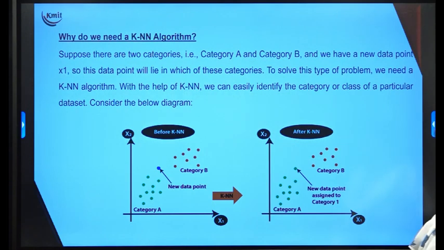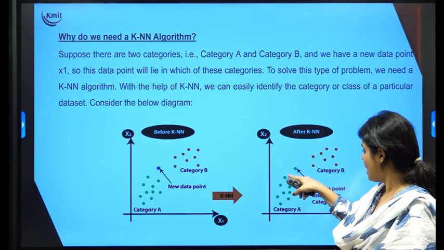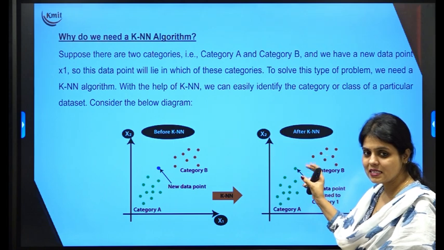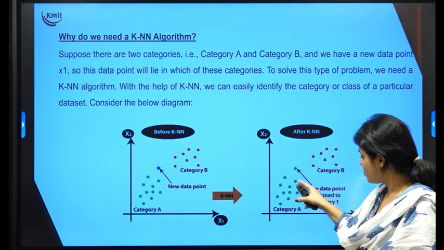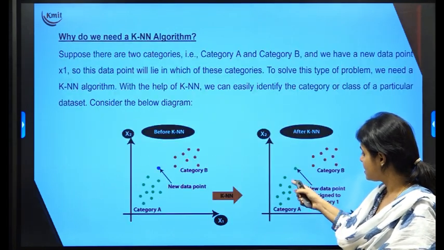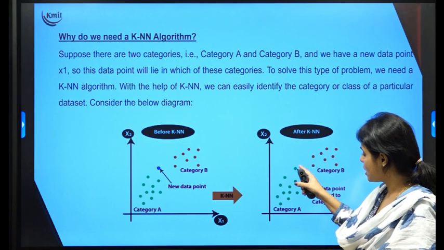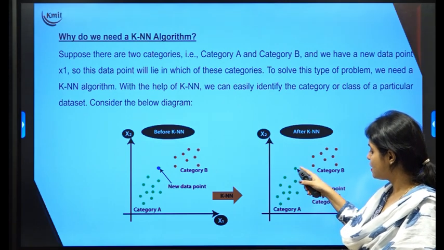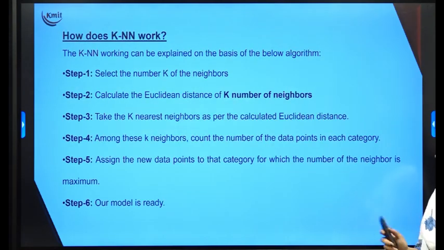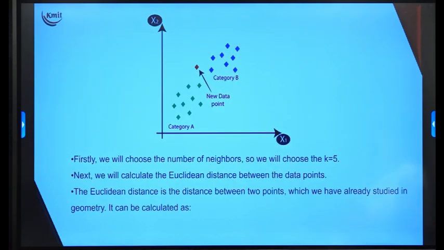As I told you, if suppose I take k equal to 3, I will calculate the distance and take the ones with less distance. Whichever category has more nearest neighbors to that particular data point, we will categorize the new data point into that. So assign the new data point to the category for which the number of neighbors is maximum, and then finally our model will be ready. Let's see that with an example.